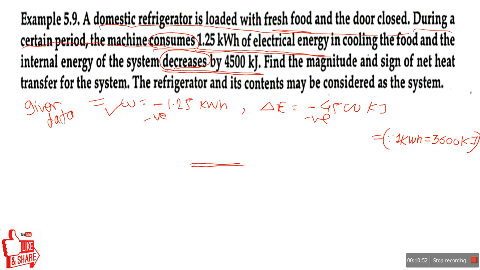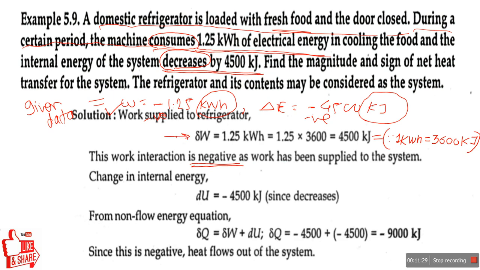If we see here, the change in internal energy is in kilojoule, and the power consumed is in kilowatt hour. We need the same unit for Q, W, and change in internal energy. So we need 1 kilowatt hour converted into kilojoule. For the conversion, just remember the three previous formulas from the start of the video. 1 kilowatt hour is equal to 3600 kilojoule. We need this conversion.